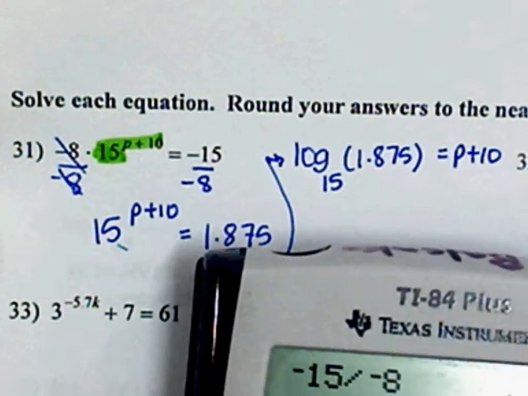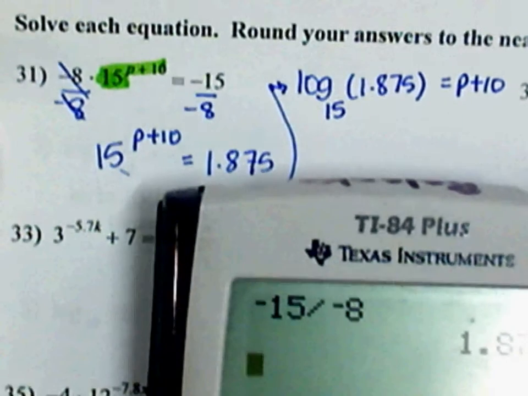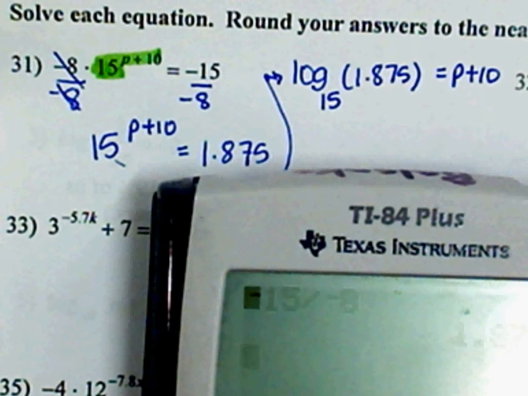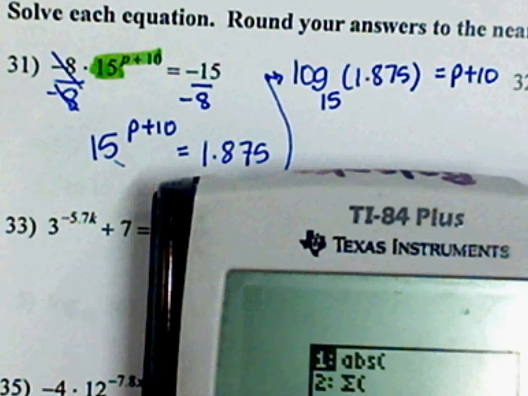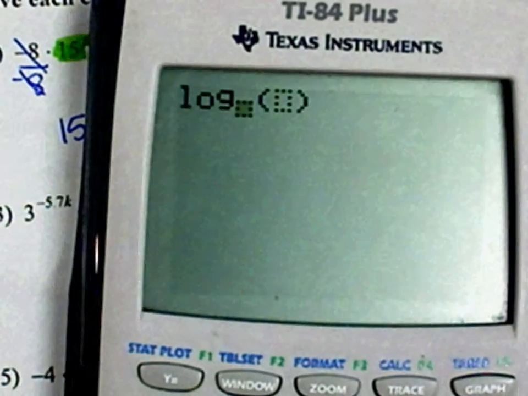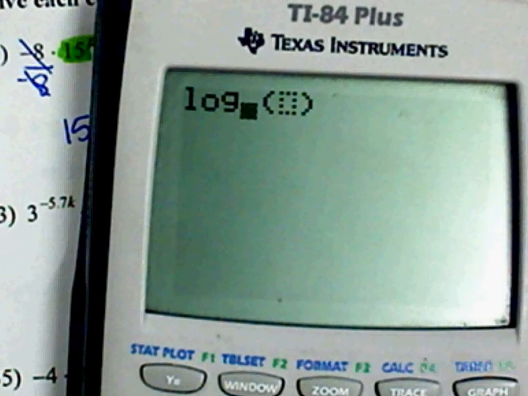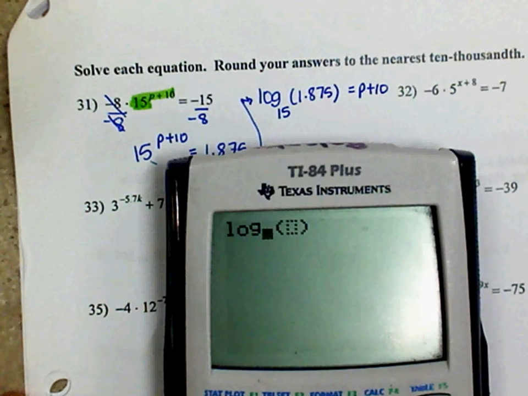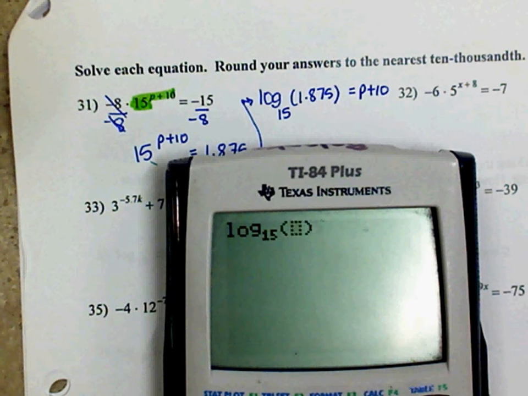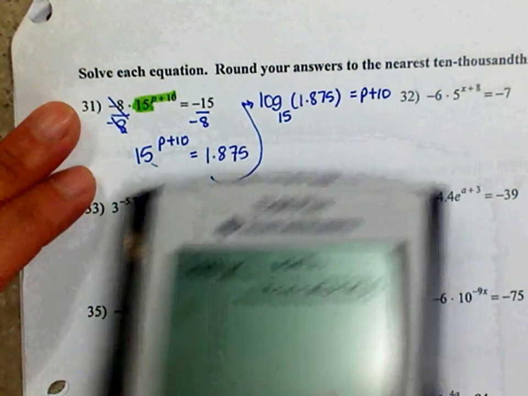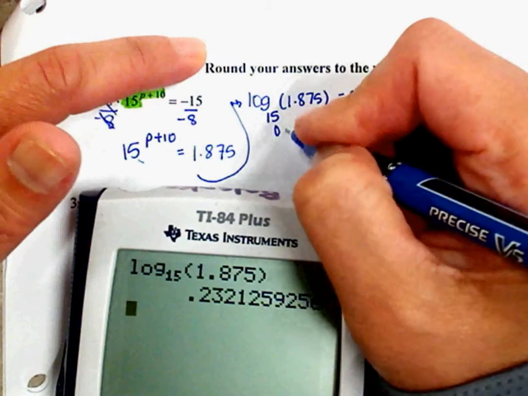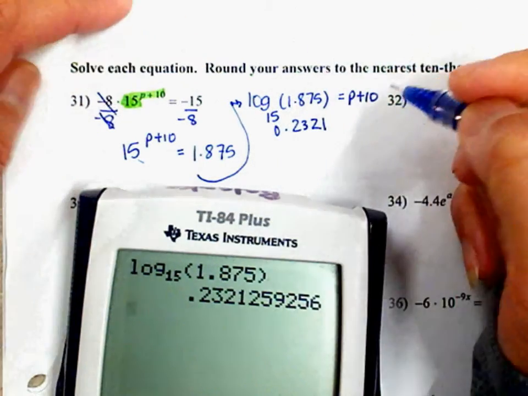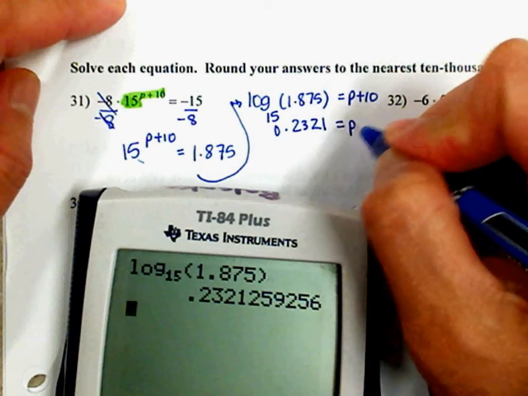Alrighty. Go ahead and type into your calculator that part right there, okay? So we're going to go alpha window, number 5. Maybe I need to make this a little smaller. There we go, so you guys can see better. Here we go. Base of 15, right click, 1.875, okay? And that comes out to be 0.2321. 4 decimal places, I will be very happy, equals p plus 10.